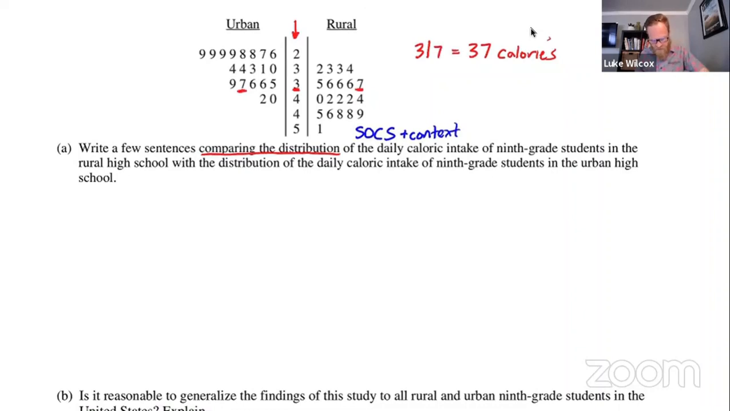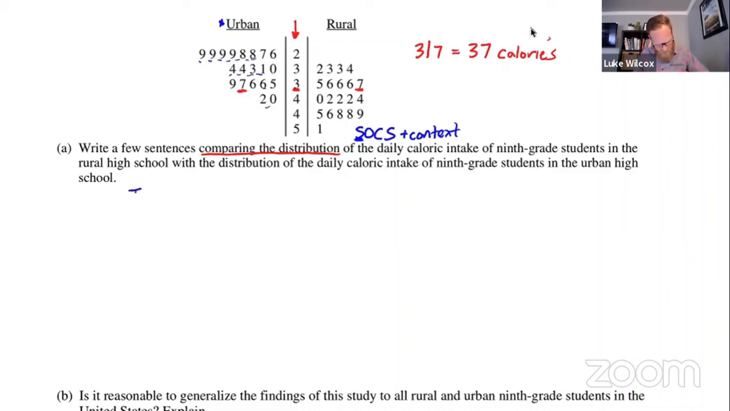All right, S represents the shape of the distributions. And we want to make sure that we comment on both of those. So first, if you look at the urban, the shape of it, it looks like we have most values sort of in the 20s. And then as we get into the 30s and the 40s, it starts to taper off a little bit. So as we're moving to the right, we're getting less and less values, which is telling me that distribution is skewed to the right.